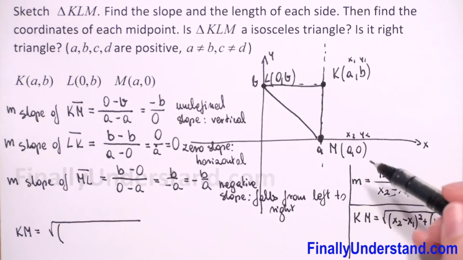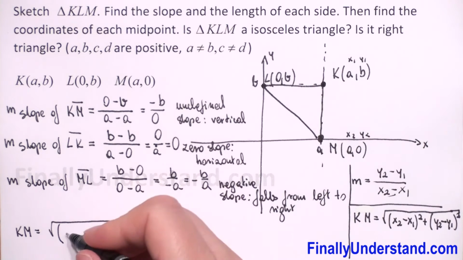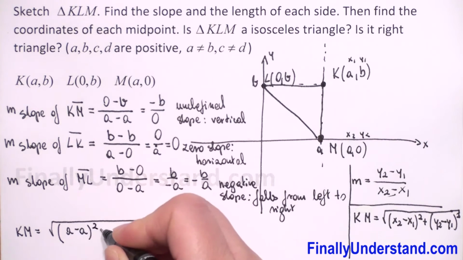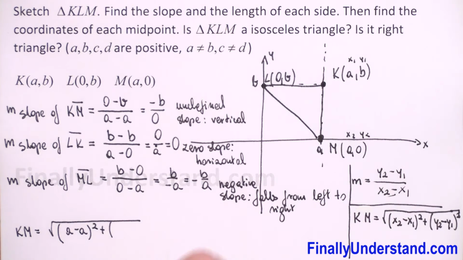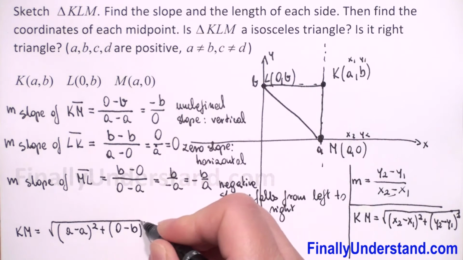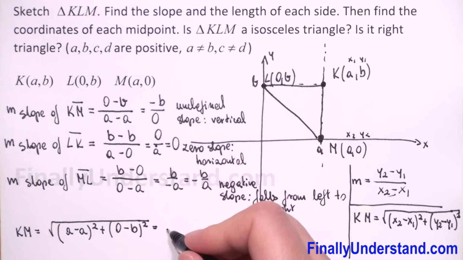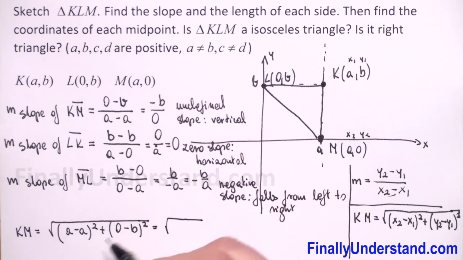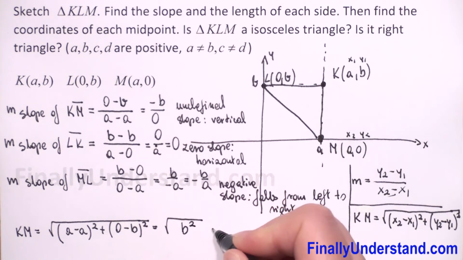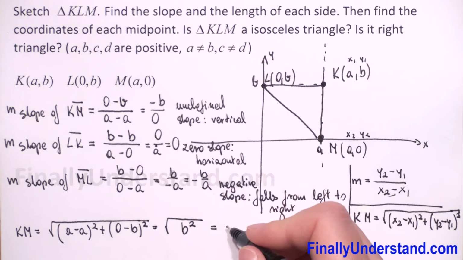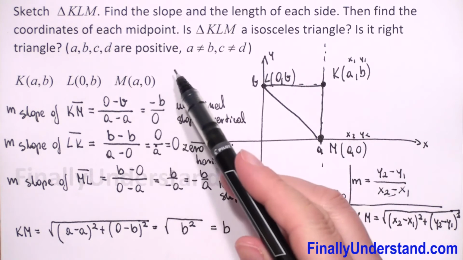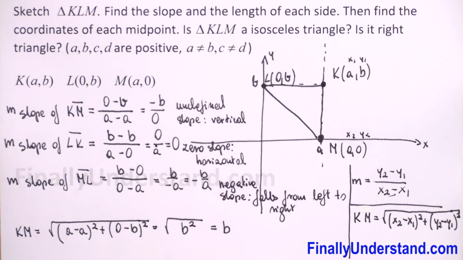So we will have square root of (a minus a) to the second power plus (0 minus b) to the second power. So this is equal to the square root of, we have a minus a is 0 to the second power is 0, and 0 minus b is negative b to the second power is b squared, so this is equal to b, because b is positive. So we have KM.